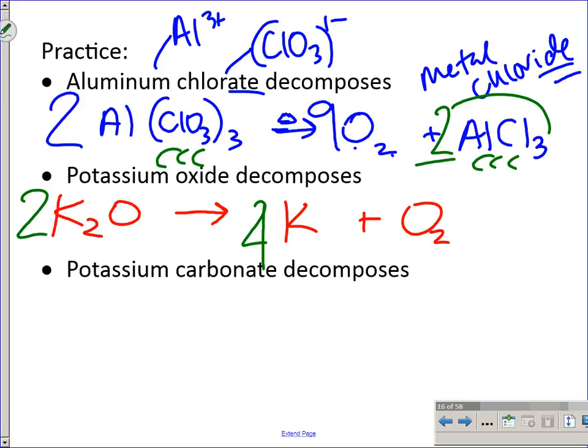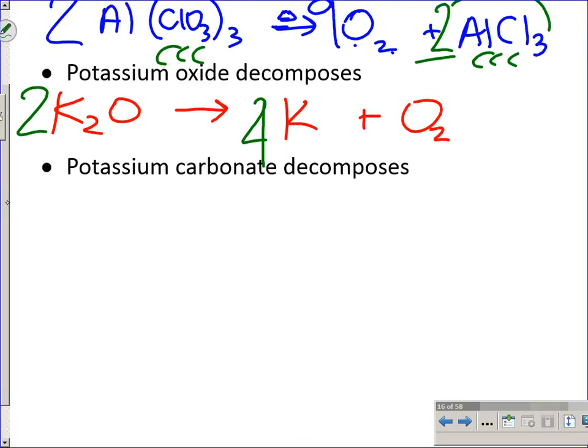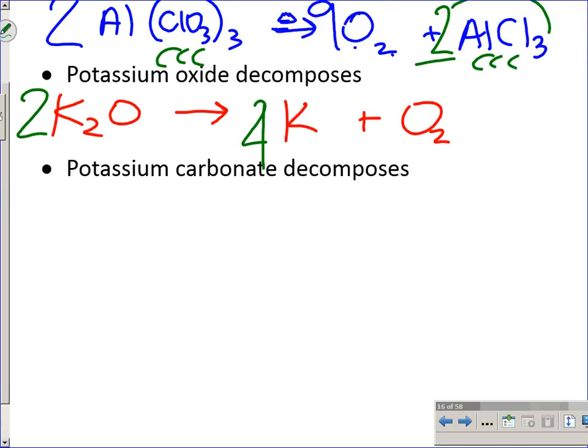Okay, good. Potassium carbonate decomposes. Who can give me potassium carbonate? Caleb, start me out. I know you weren't here, but you got me. Say again? Yeah, but I just heard from him. I'm tired of hearing from him. Get me started. He'll pick up.